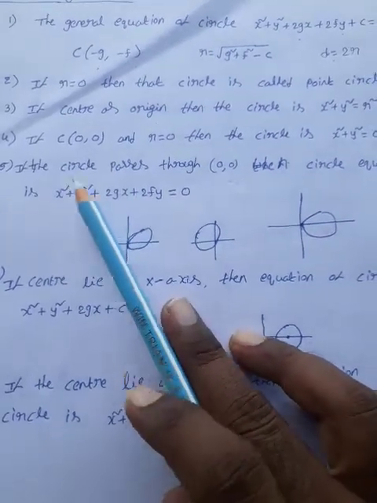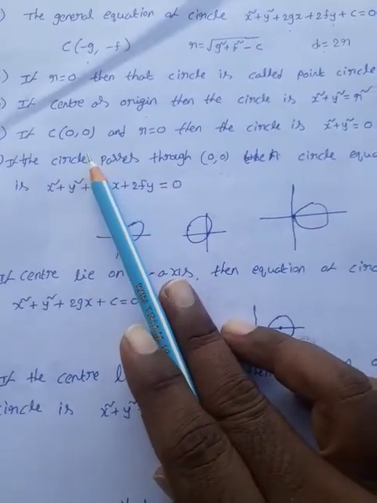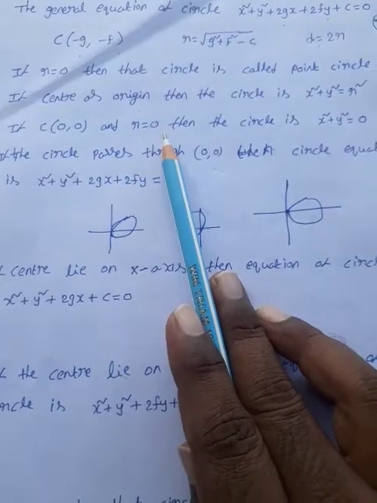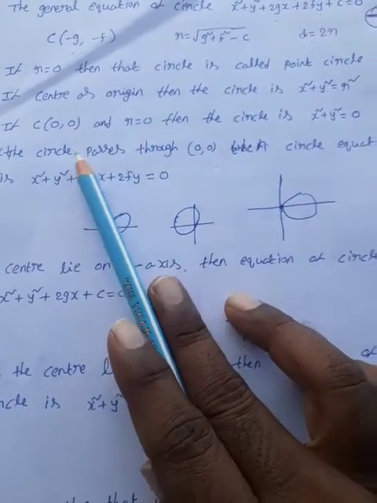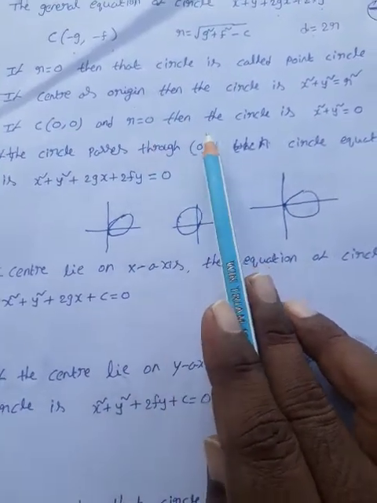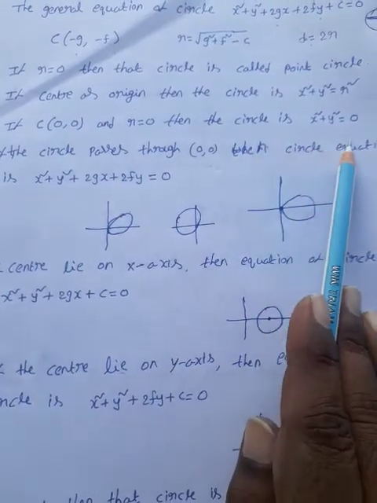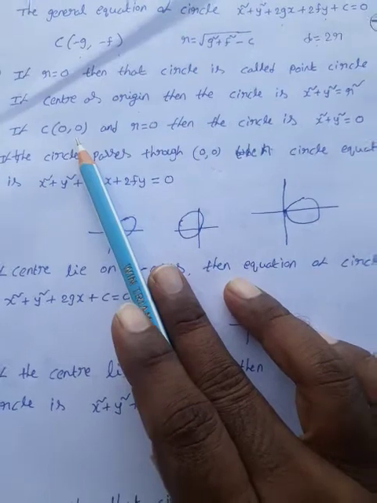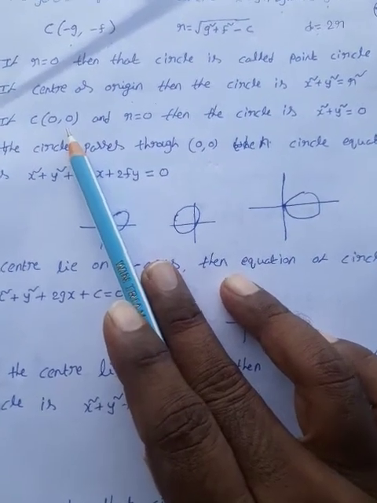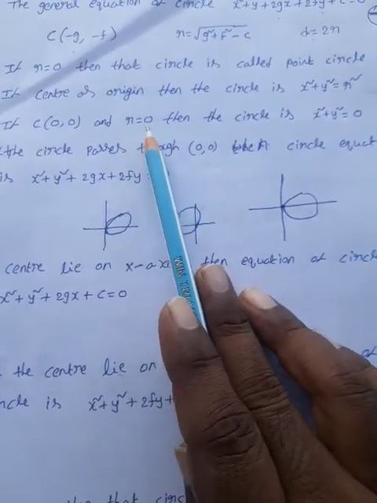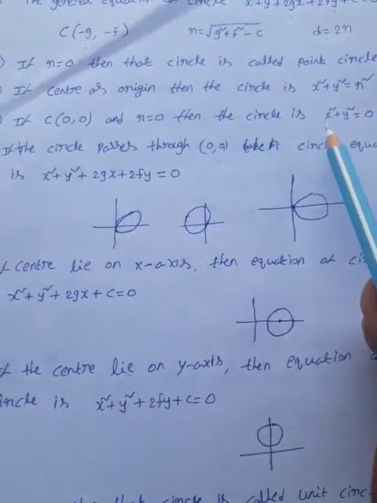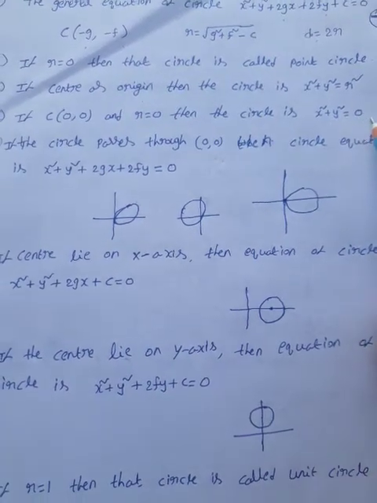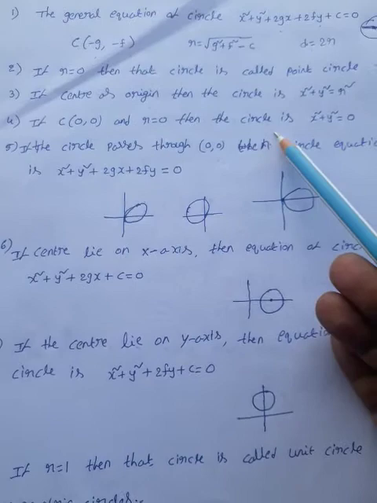Then the fourth one: if the center is (0, 0) and the radius is equal to 0, with the center as origin and r equal to 0, then the circle equation is x square plus y square is equal to 0. Center as origin means x square plus y square equal to r square. Here r is also 0, so we get x square plus y square is equal to 0. These are the circle equations.